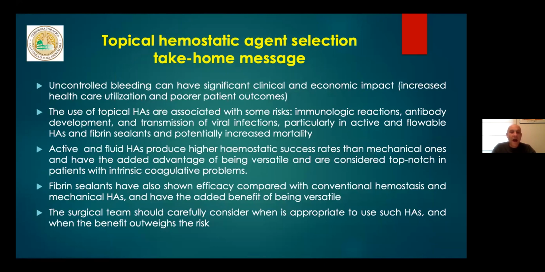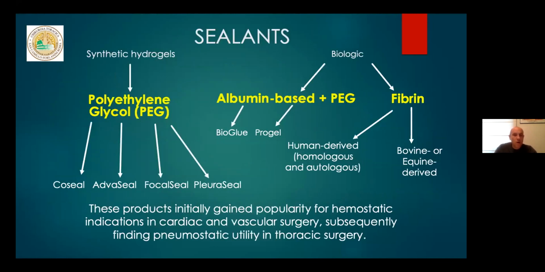So in conclusion, uncontrolled bleeding can have significant clinical and economic impact. The use of topical agents is associated with some risks, such as antibody development and transmission of viral infection. Active and fluid hemostatics produce higher hemostatic success rates than mechanical hemostatics and have the advantage of being versatile and are top-notch in patients with intrinsic coagulation problems. Move on to coverage of sealants for air leaks.